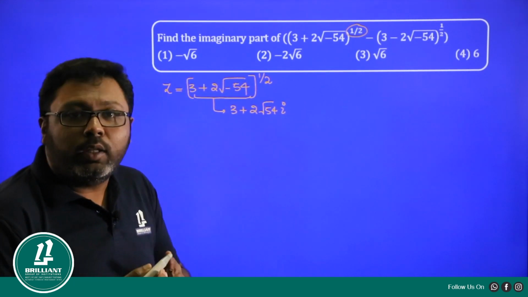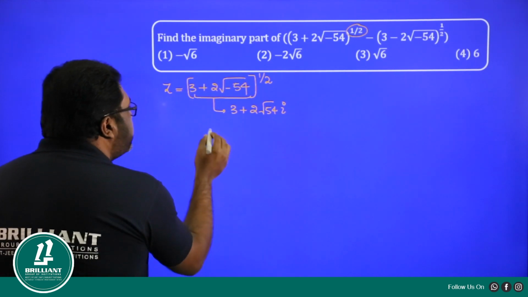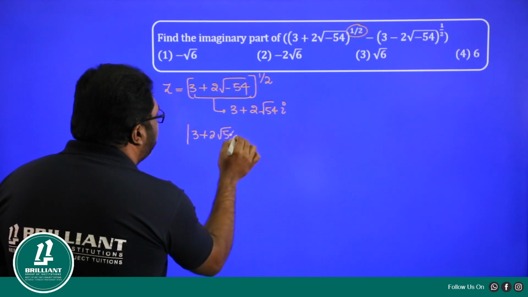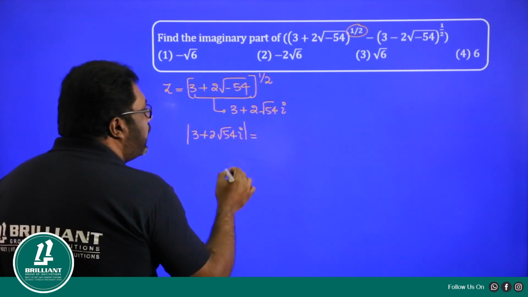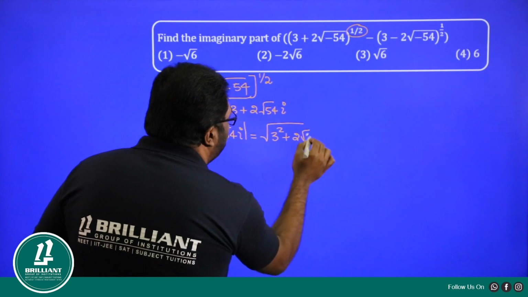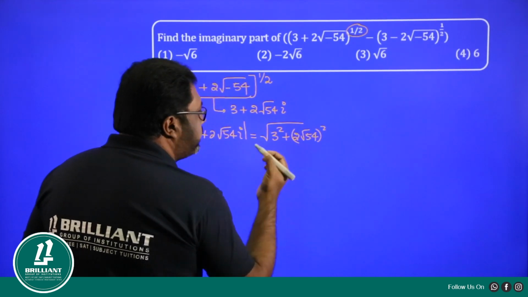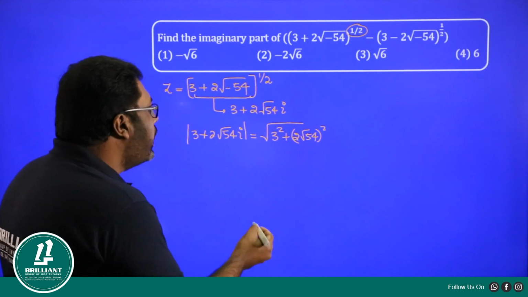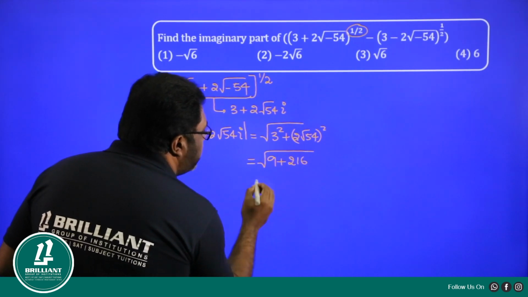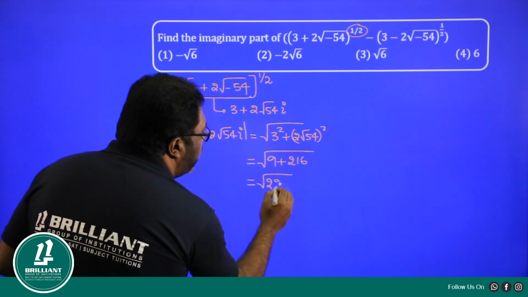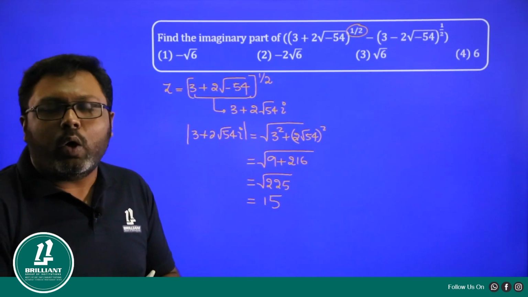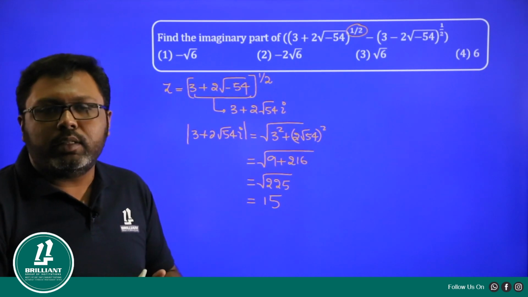Now let's find the modulus of this complex number. What is the modulus of 3 + 2√54 i? That is the square root of 3 squared plus (2√54) squared, which is the square root of 9 + 216, which is the square root of 225, which is equal to 15. So the modulus of this complex number is 15.